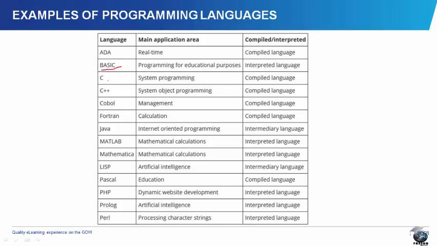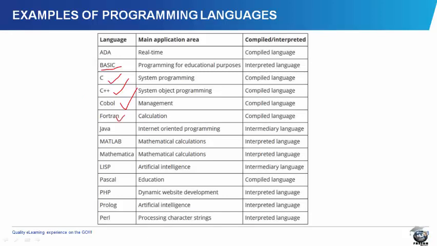We also have C. C is a system programming language. It is a compiled language just like Ada. C++, which is an improvement on C, is a system object programming language and also a compiled language like C. COBOL is a business management language and is also a compiled language like Ada, C, and C++.